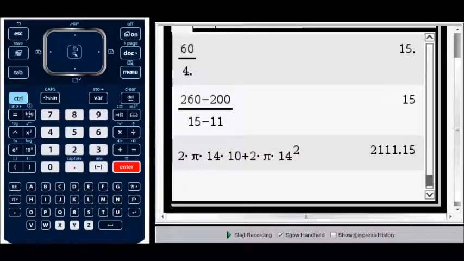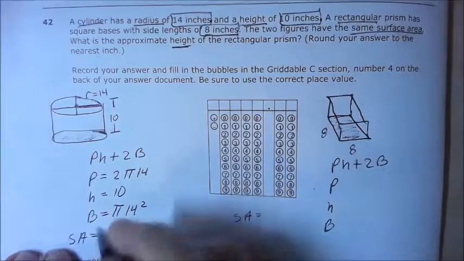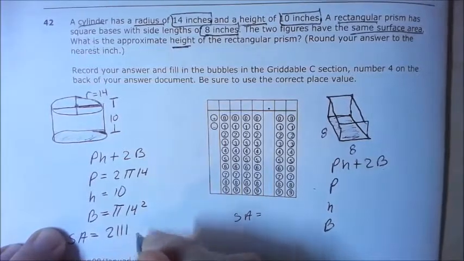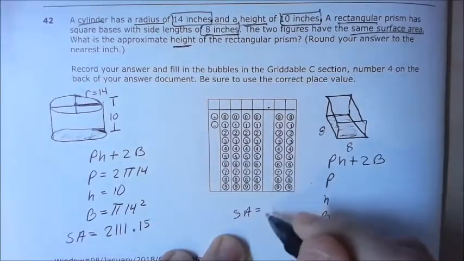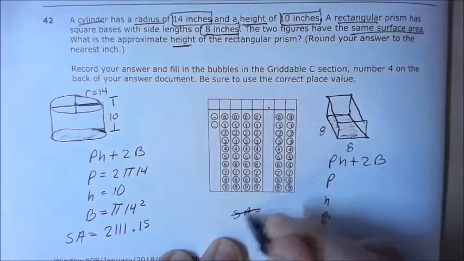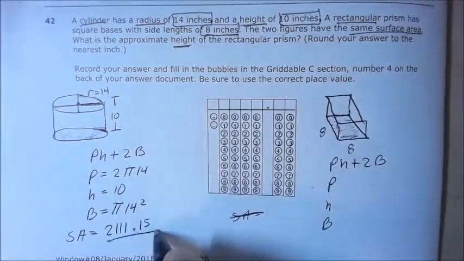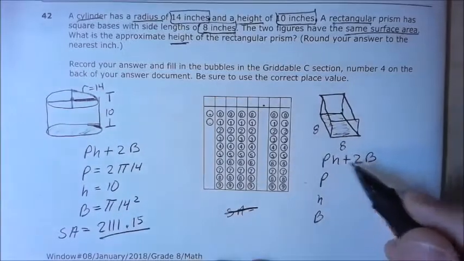2111.15. So let's go ahead and document that right quick. So we got 2,111.15. So that's going to be the surface area. Let me draw a line through that. And remember, that's also going to be the surface area for this one over here.